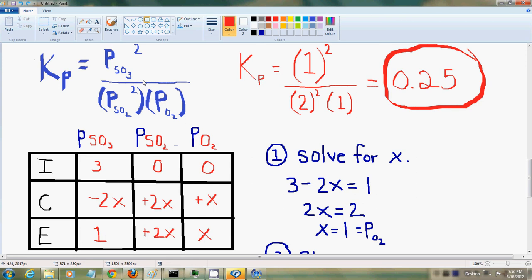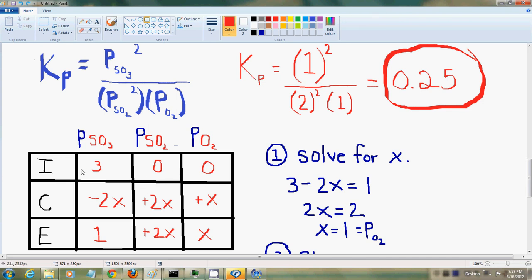And just like your exponents in your Kp expression refer back to your balanced equation, so do your changes. You want the value of x to be some kind of change in pressure. But since you have 2 moles of sulfur trioxide and 2 moles of sulfur dioxide for every 1 mole of oxygen, you have to multiply these x's by 2 for those two things. And also, since you're given an initial pressure for your products, but you are not given an initial pressure for your reactants, you can assume their initial pressures to be 0.